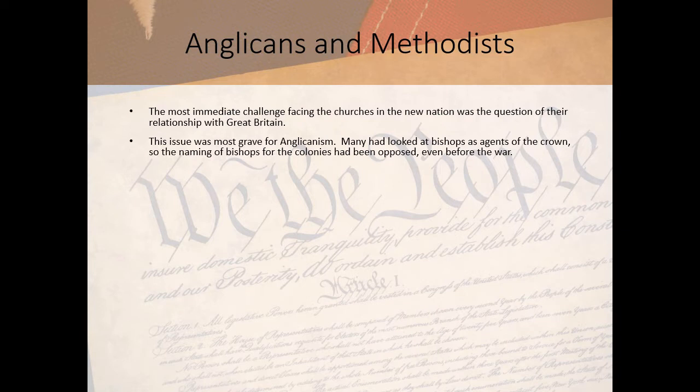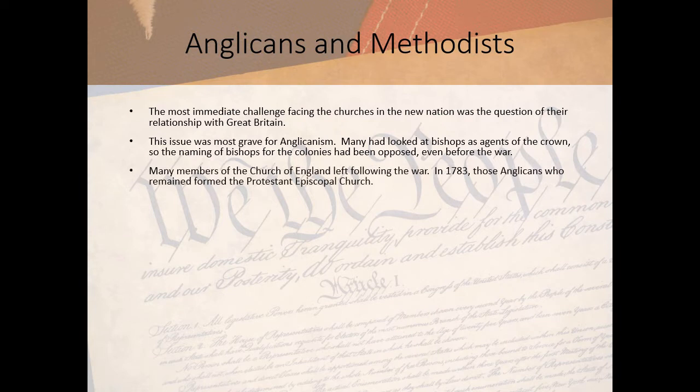So they weren't these officials that would be in charge of what to do. They weren't in place. And even if they were in place, they would have probably left after the war or even before the war, but they weren't even there. Many members of the Church of England left following the war. They were loyalists, and when things didn't go their way, they got out of there. In 1783, those Anglicans who remained formed the Protestant Episcopal Church. So that's what the Anglican Church turned into here.